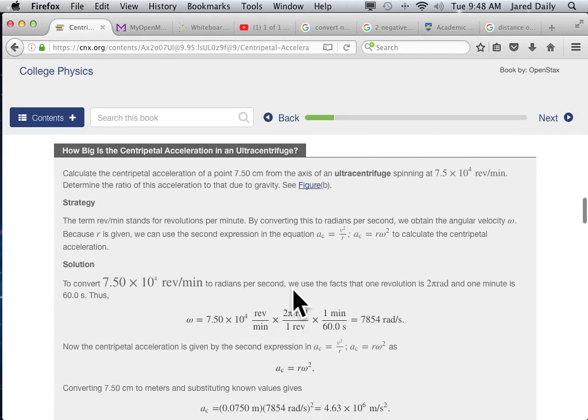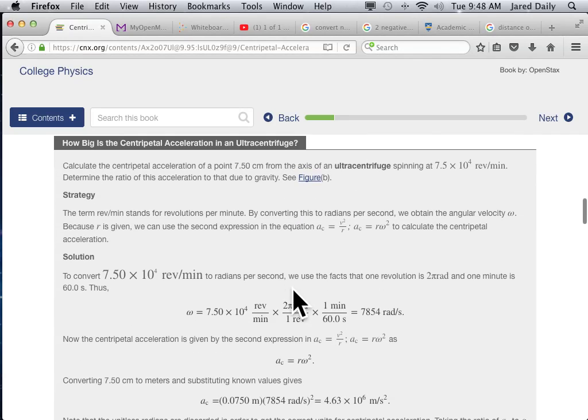So we want to know what is the centripetal acceleration at a point 7.5 centimeters from the axis of the ultracentrifuge, spinning at 7.5 times 10 to the fourth revolutions per minute. Now, notice they haven't given us the rotational velocity in the correct units, have they? They've given it to us in revolutions per minute, which is RPM. And RPM is not radians per second. We need to make a conversion.